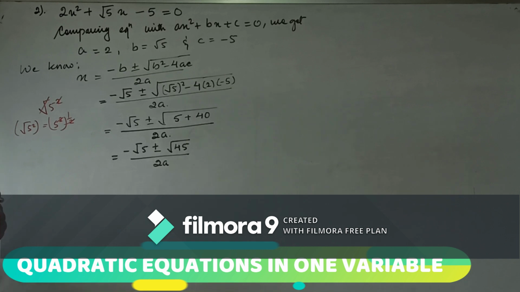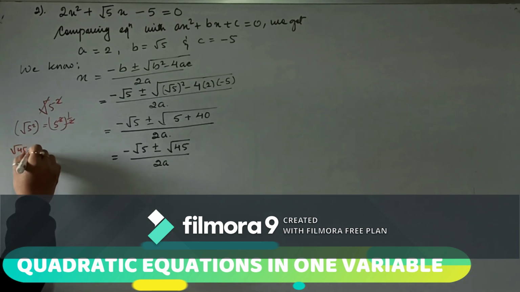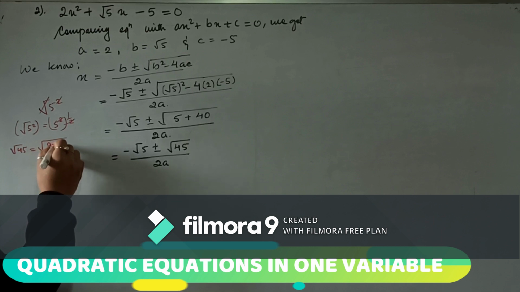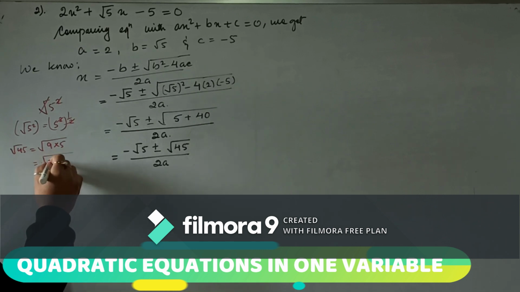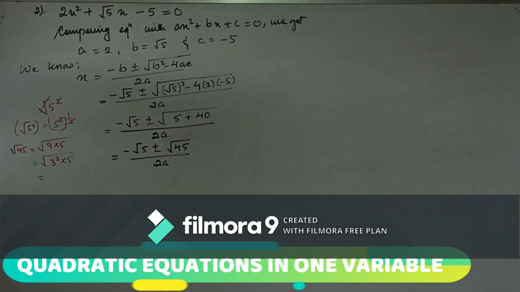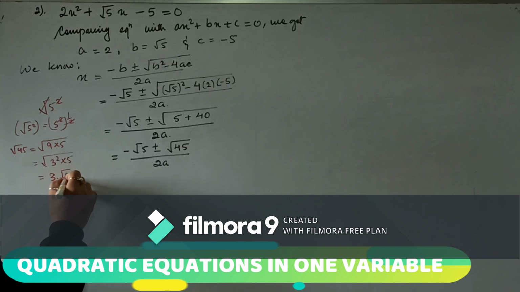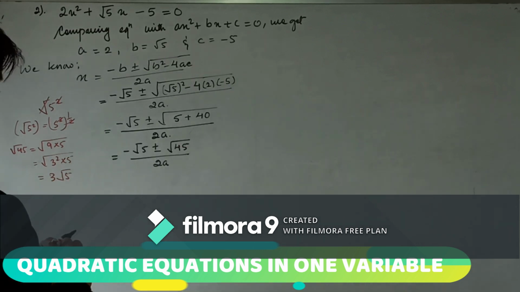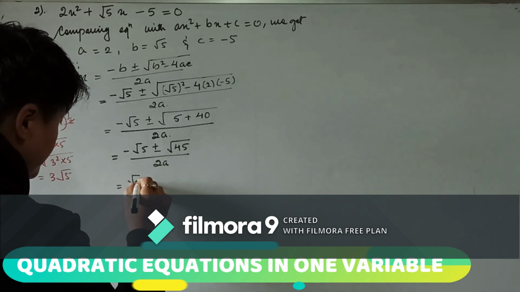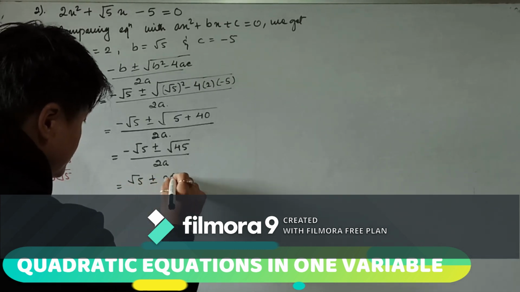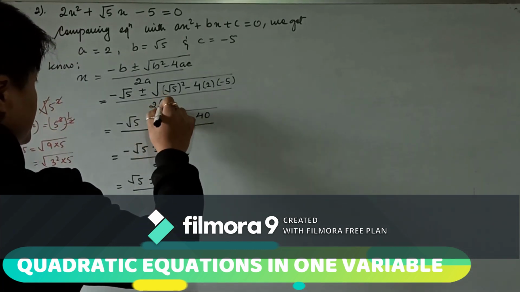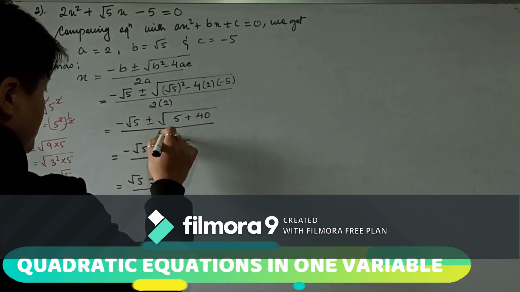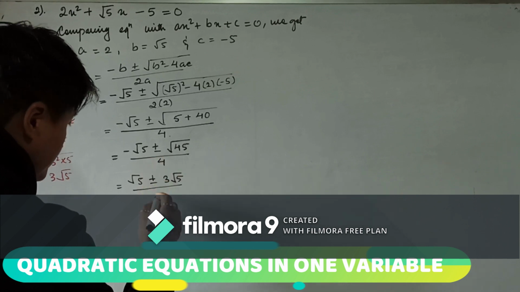And root 45 can be written as root under 9 5s are 45. 9 is here 3 square. So we have done in the junior classes, 3 square into 5. When under root, if you have any number with the square, that will come out. This will become 3 root under 5. Okay, so this can be written as root under 5 plus minus 3 root under 5 whole divided by, sorry, here 2a is here 2, this is here 2 2 are 4.